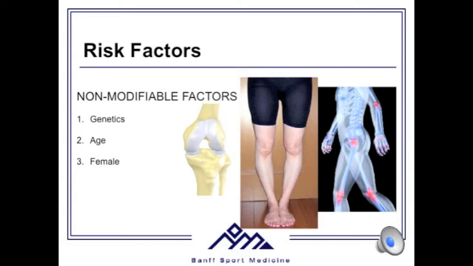Age. OA is not a natural consequence or result of getting older. However, the more years you spend walking around and moving through your joints, the greater the chance that your cartilage will begin to wear down. And being female. Women tend to develop OA at a greater rate than men. This highlights the importance of joint management through maintenance of a healthy weight and muscle strength before the onset of menopause.